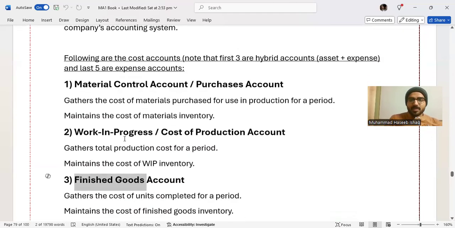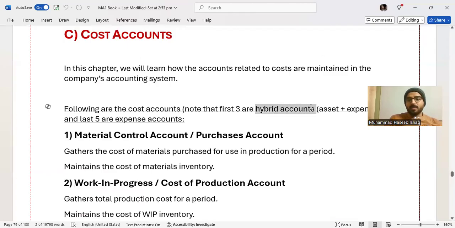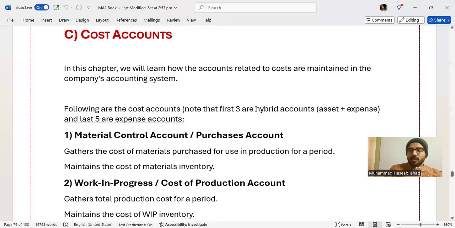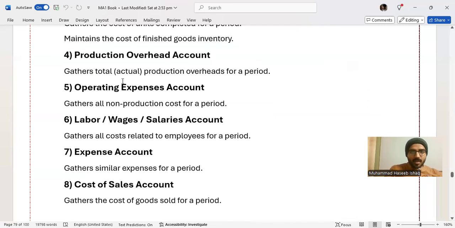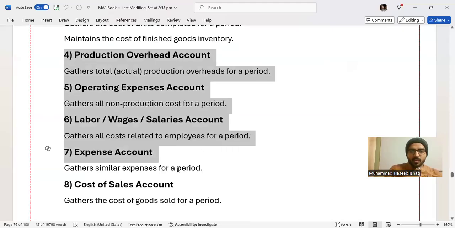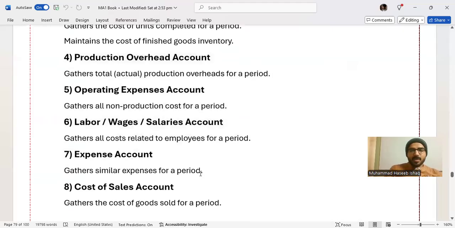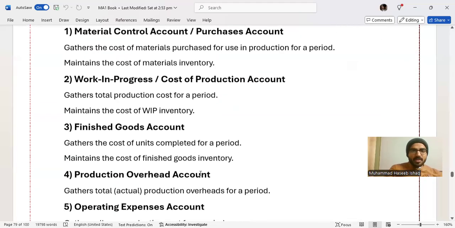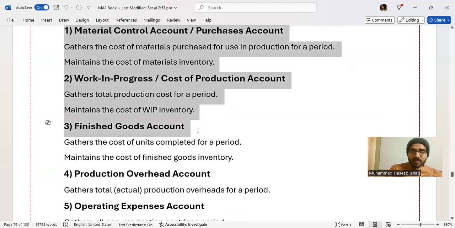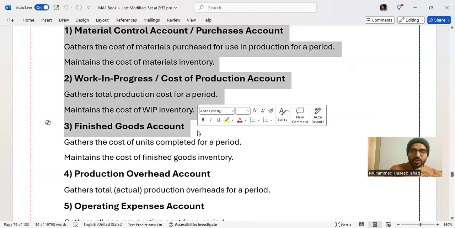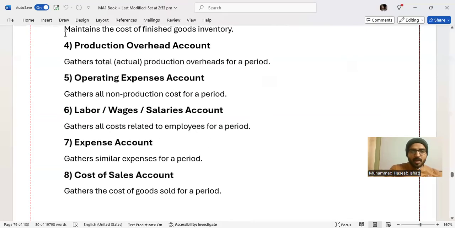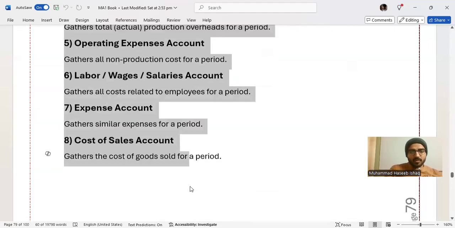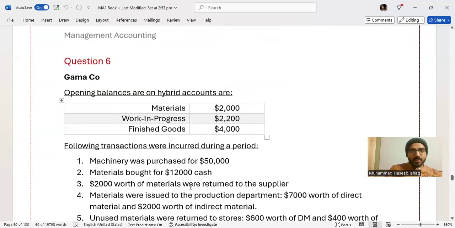So these three accounts are inventory accounts. You must remember that these three accounts are also called hybrid accounts, meaning that they perform both the asset function and expense function, right? So these are asset accounts and also expense accounts. The last three accounts, production overhead, operating expense, labor expense, and cost of sales account, are pure expense accounts. So a little thing that you have to remember is that these first three accounts are hybrid accounts that perform both the asset function and expense function, and all the other accounts are pure expense accounts, meaning that they do not perform the asset function.